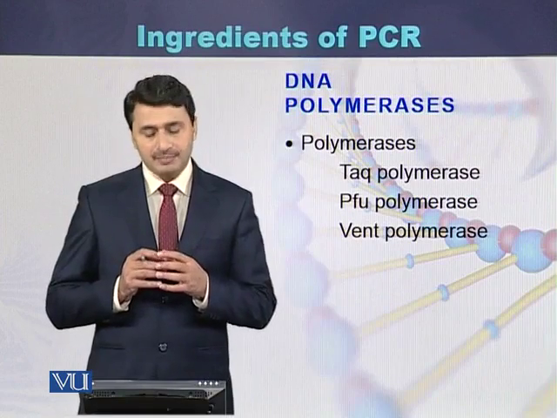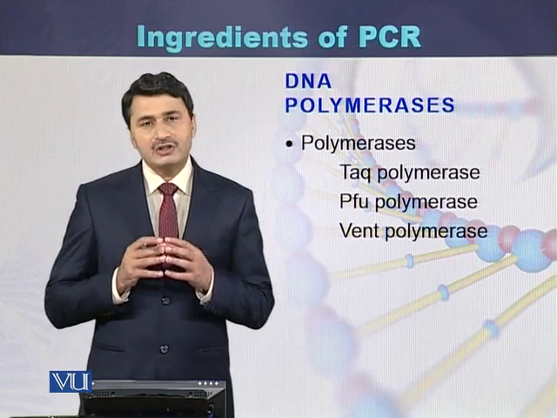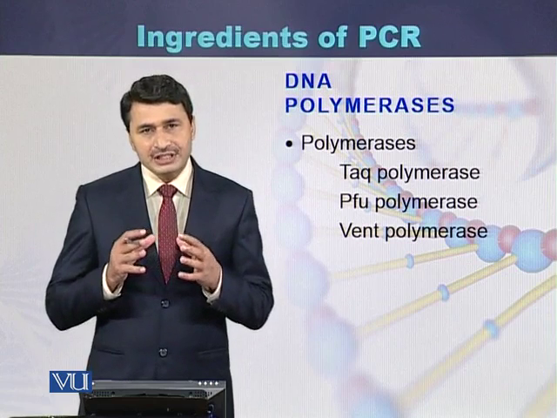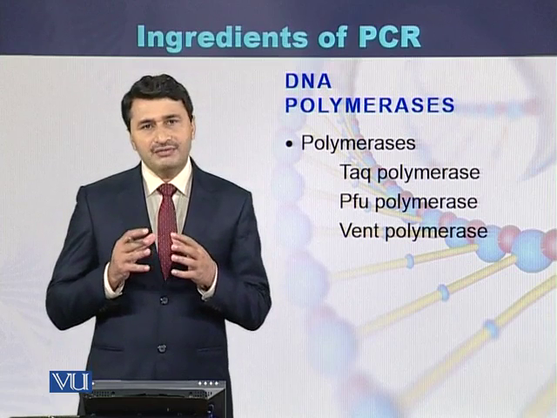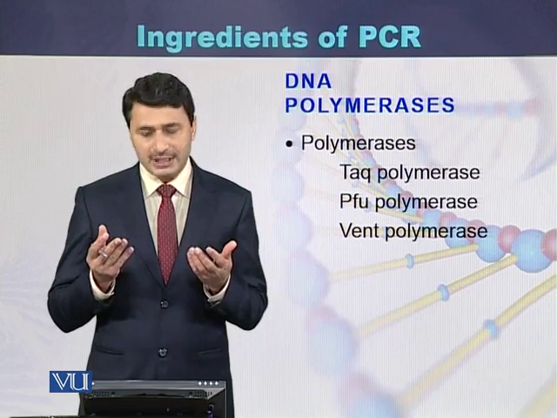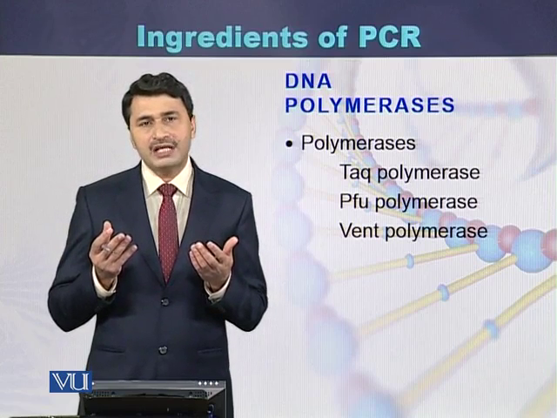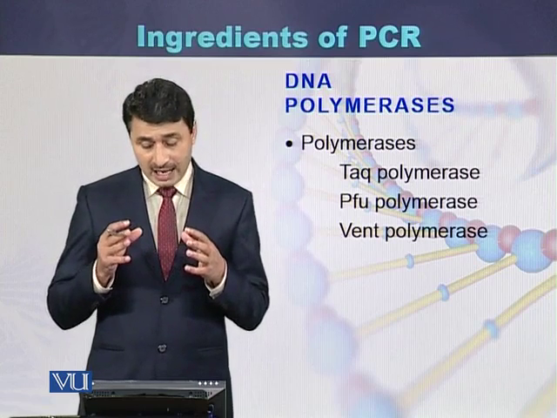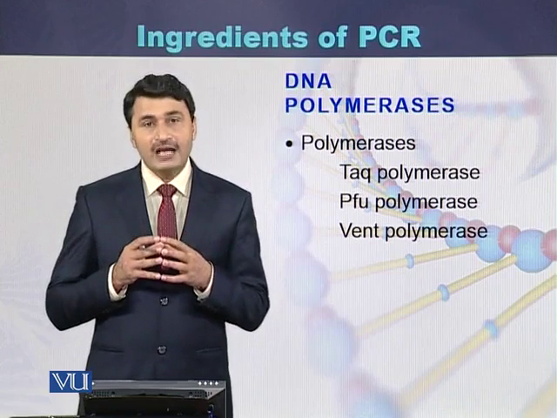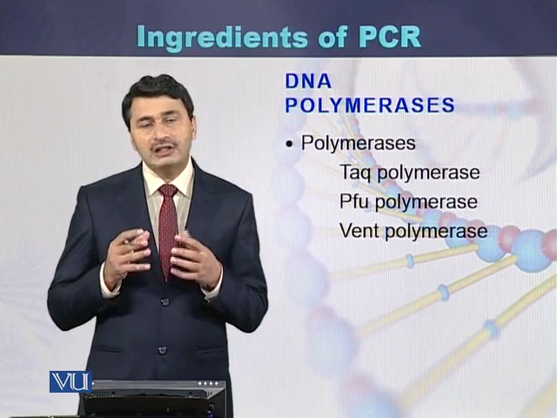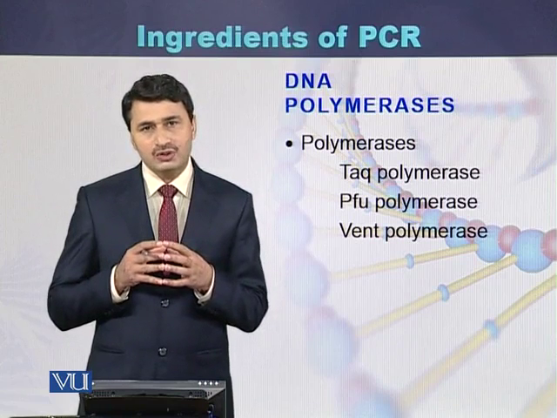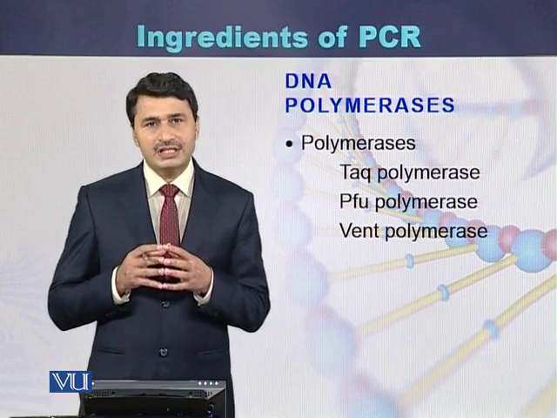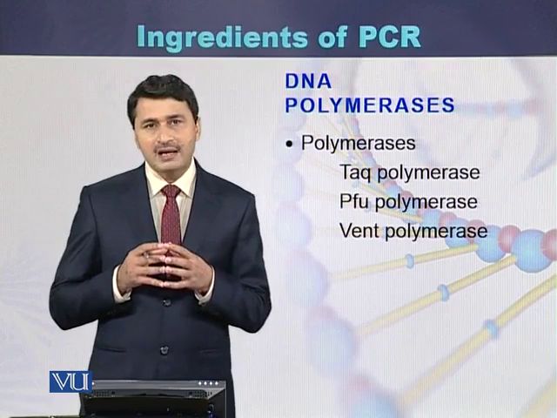Among the ingredients of the PCR, the main component is DNA polymerase. There are different types of DNA polymerase. The most common DNA polymerases used during PCR are Taq polymerase, Pfu polymerase, and Vent polymerase. Although there are other types of polymerases which are used for polymerase chain reaction, these are some of the common polymerases used to perform the PCR reaction.